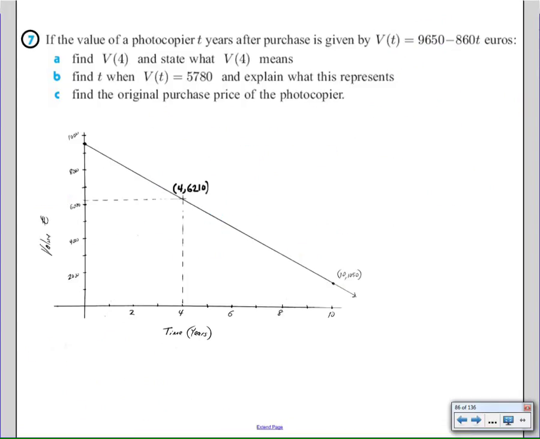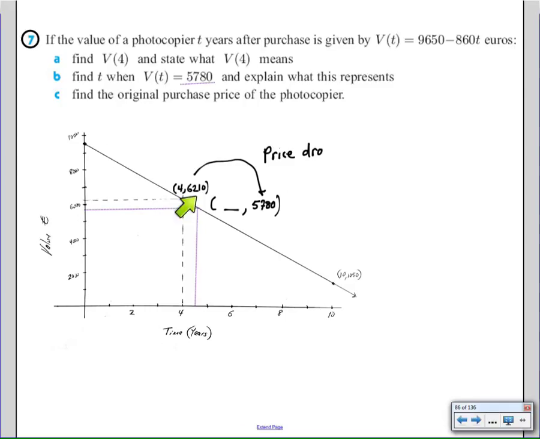Finally, the last question that I'm going to deal with on this particular video is the question where they said, well, what if the value is 5780? Then how old is the copier? So I already asked the question in context when it says, what does this represent? I already know this is the value, and how long is it going to take for the copier to be worth only 5780? Here's the thing.